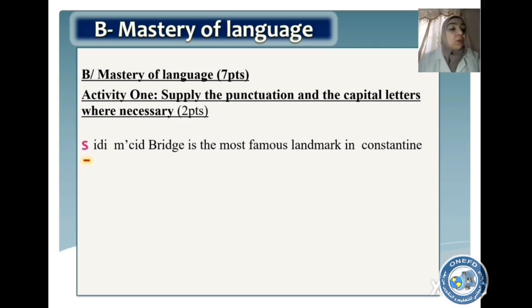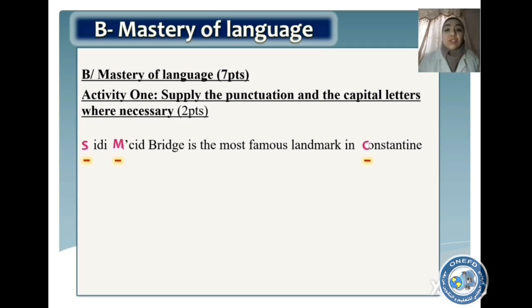Sidi Msid is also composed of 2 words. The 2 words should be in capital letters. The capital M, Sidi Msid. Look, Bridge, the capital B is already given to you. Sidi Msid Bridge is the most famous landmark. Do we need anything here? No, we don't need anything. In Constantine, a city. It is located in Algeria, in the east of Algeria. Names of cities are always capitalized. So capital C, Constantine.